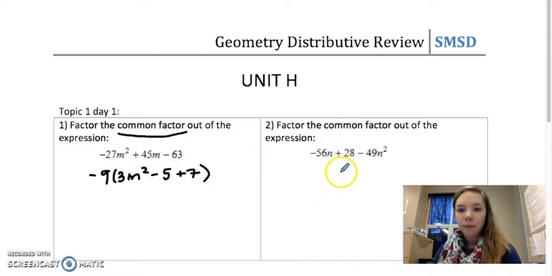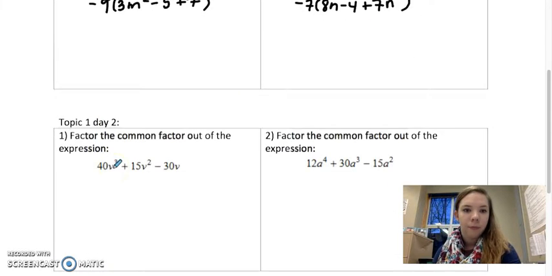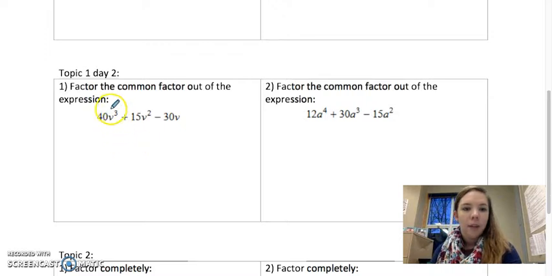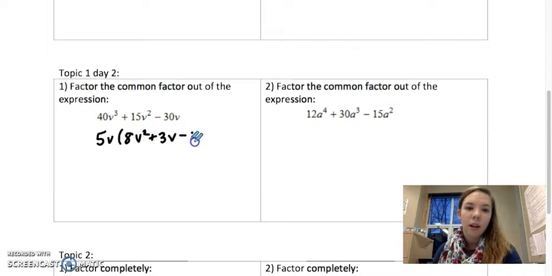Then number 2. It looks like 7 is a common factor, and I'm going to go ahead and take out a -7. So I need a -4 there. But I'm dividing everything by -7. Okay, here 5 is definitely a common factor, but I can also take out a v because they all have a v. So if I divide everything by 5v, then I have 8v squared, 3v, and -6.